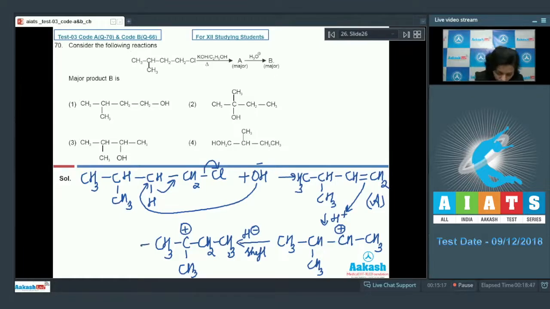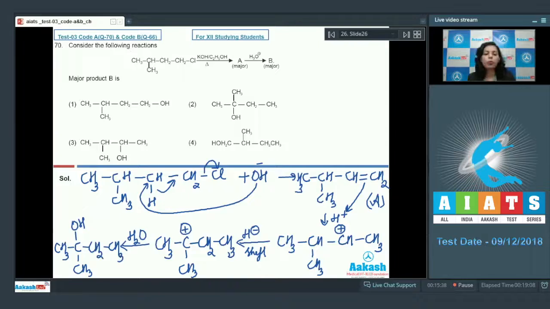And then what will happen? When water is added to it, there is the formation of the final product that is an alcohol. This is the final product. If you look at the given options, you will identify that the compound given in option 2 is the correct option. So I'm just marking it as the correct answer. Option 2. I hope this question is clear to you.